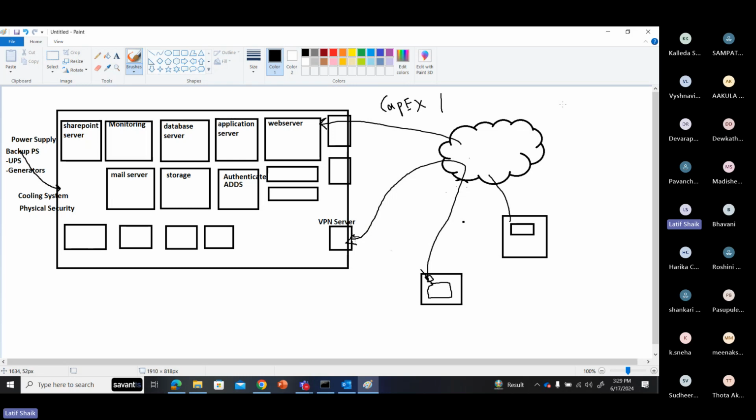You purchase the equipment, that is called capital expenditure, and you are running this infrastructure with a lot of other challenges, and you have to put money into it. That is called operational expenditure. Capital expenditure, operational expenditure. So this is a simple idea of infrastructure maintenance. Guys, understand what is capital expenditure and what is operational expenditure.